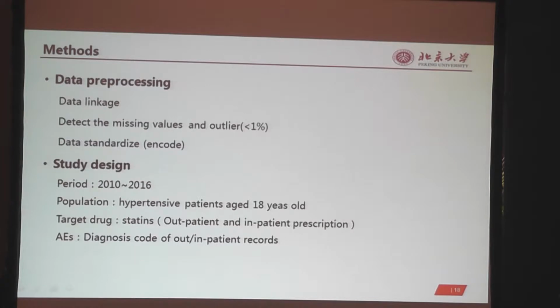So for data processing, we first link all this data together, and then we detect the missing values and outliers and deal with them, and we finally encode the categorical data.